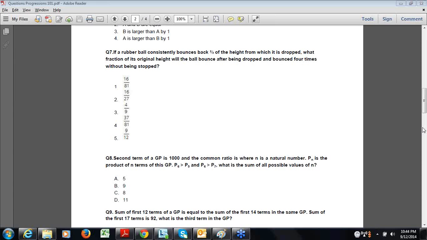Question number 8, the common ratio is R. That value R is missing, so you can use R. It's saying the second term of a GP is 100 and the common ratio is R, where N is a natural number. Pn is the product of N terms of the GP.